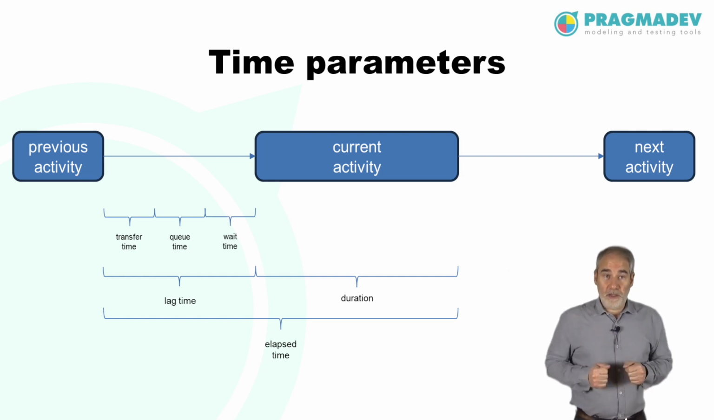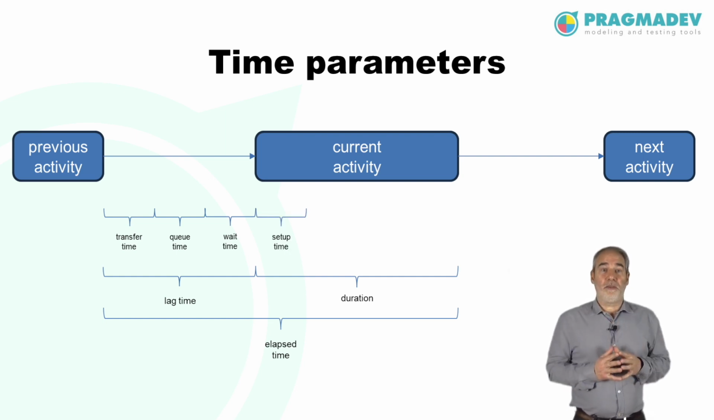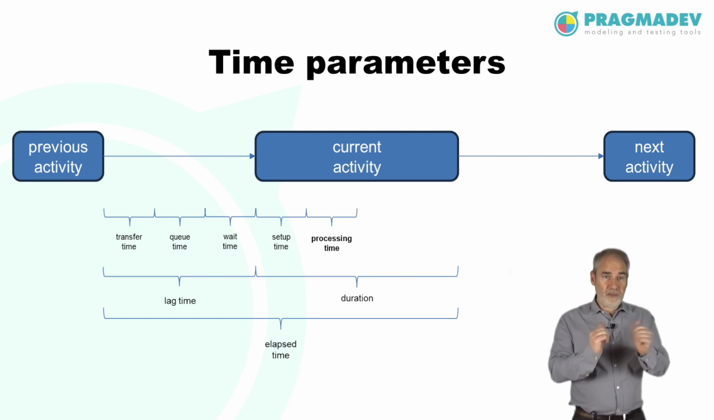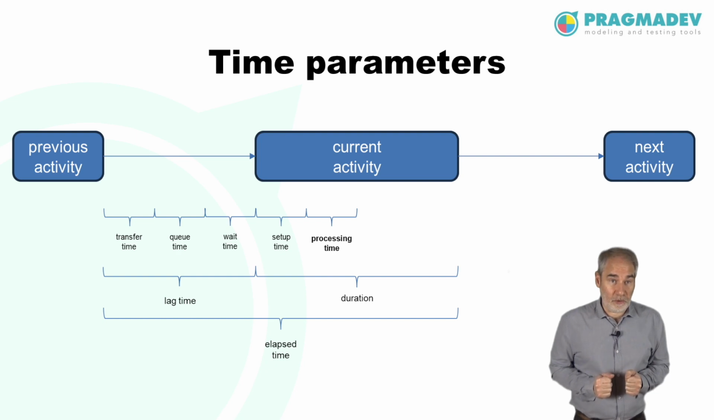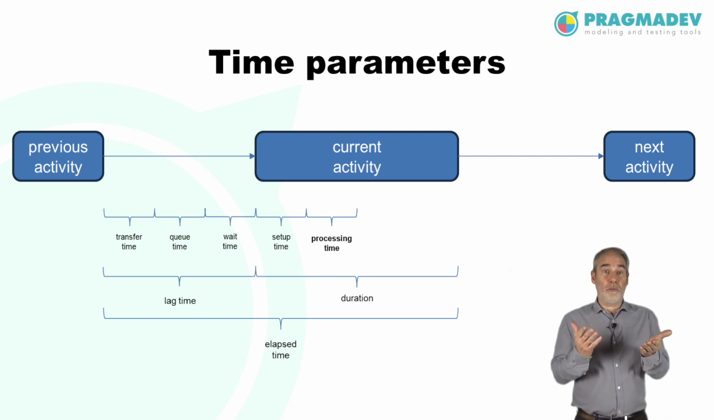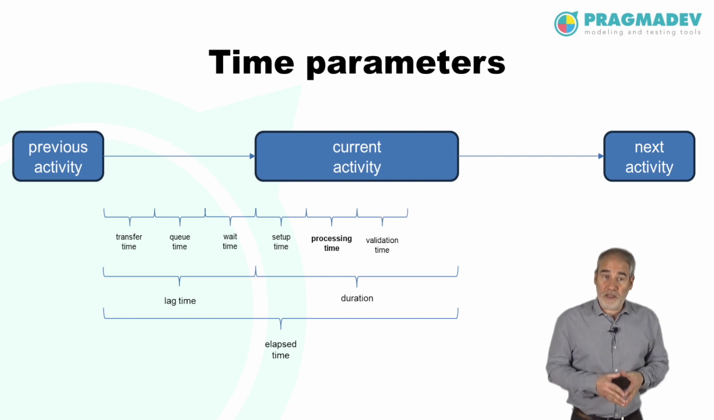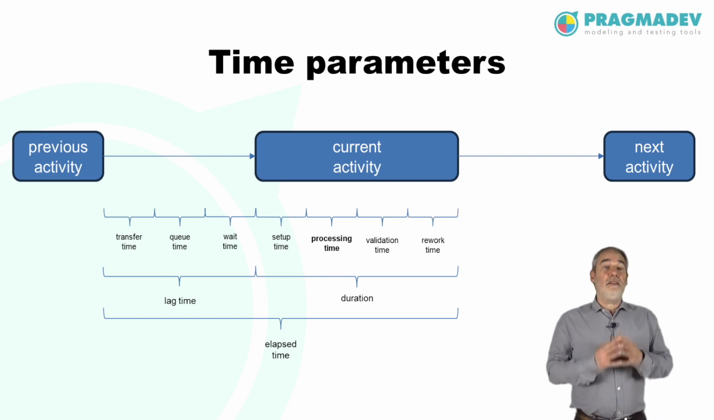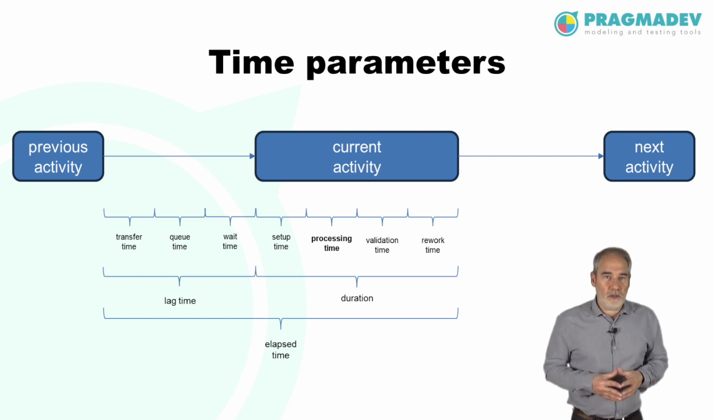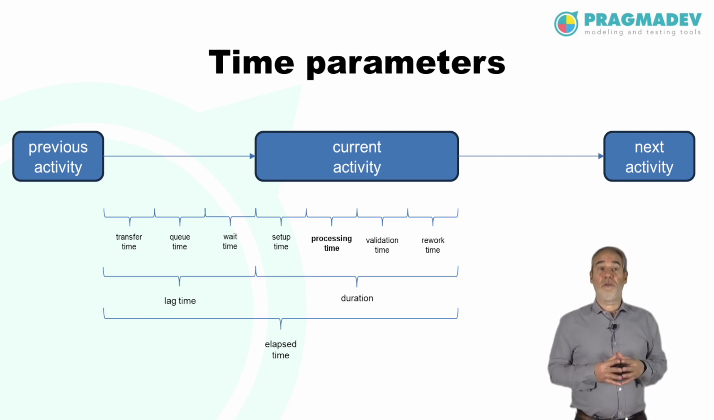The duration is decomposed in the setup time, that is the time expended prior to performing the actual work, the processing time, that is the time actually spent doing the work, that is the one to remember as it is the most used value in BPSim, the validation time, that is the time spent inspecting the work done, and the rework time, that is the time spent correcting the work done. Only a few of these parameters are used in practice, but it might become useful to know it is possible to break down the time parameters.